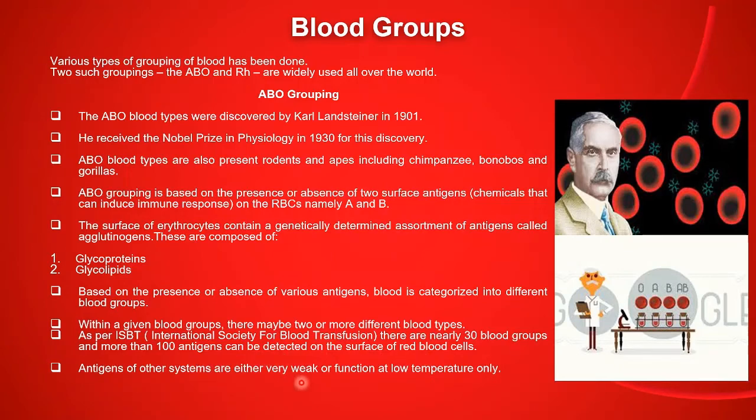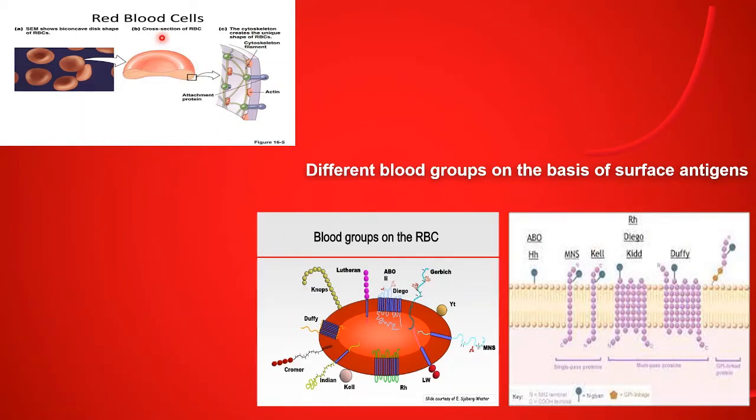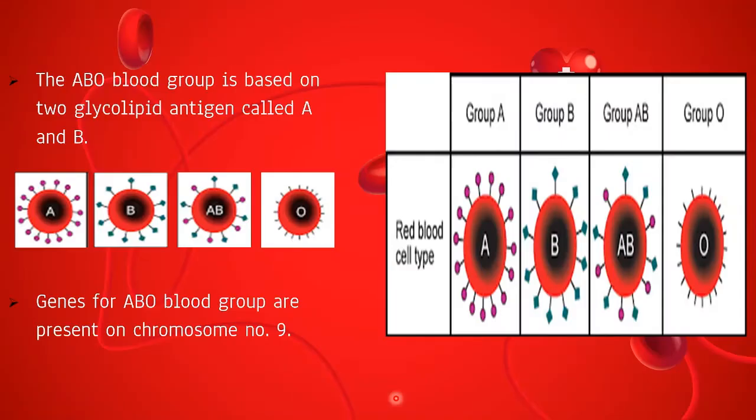Antigens of other systems are either very weak or function at low temperature only. That is why we are taking only these two grouping systems into consideration, that is the ABO blood grouping system and the Rh. So here you can see the RBC structure, the cross-sectional structure of the RBC, and these are the different blood groups present in the RBC. This is the ABO blood group and this is the Rh that we will study.